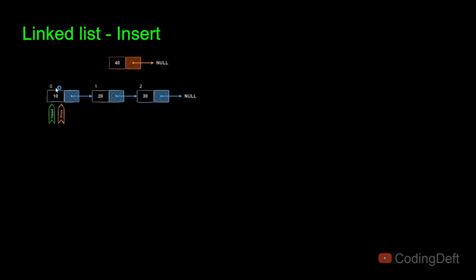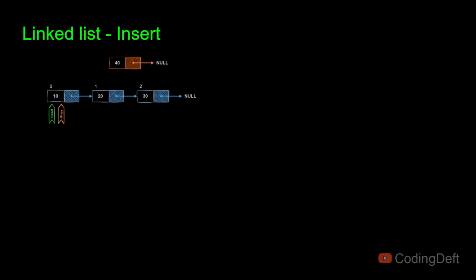So we can consider these nodes in the linked list having indexes. So the first item will have 0 index, next will have 1, and the last will have index as 2. So let us say we want to insert a node between 20 and 30, then we will pass 2 as the index to the insert method.